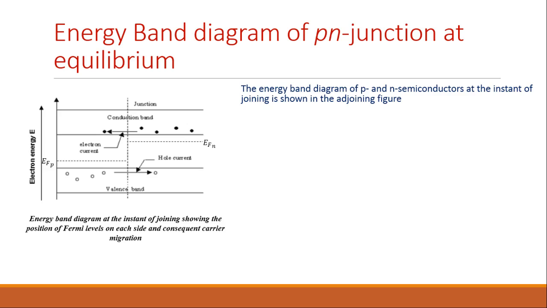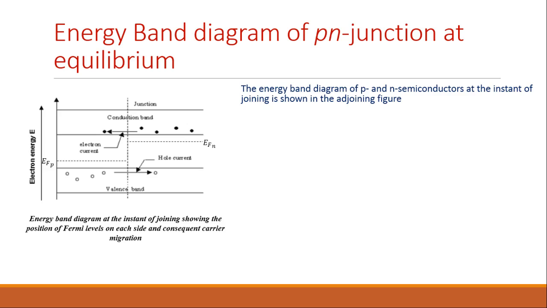You can see that the EFP and EFN in the two semiconductor regions are not aligned. So, the two regions are just brought together and they are shown as joined with each other. So, this is the diagram at the instant of joining of the two regions.